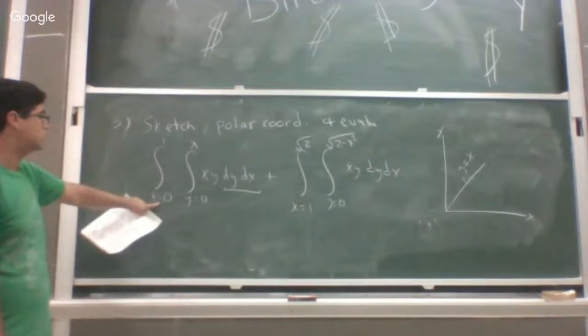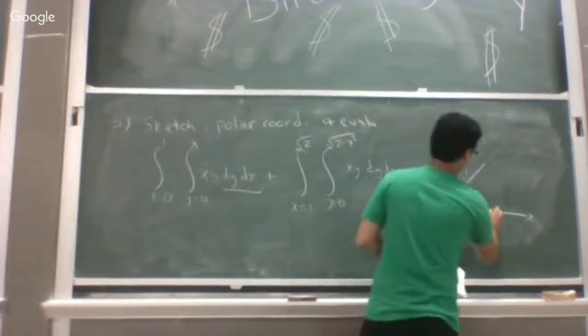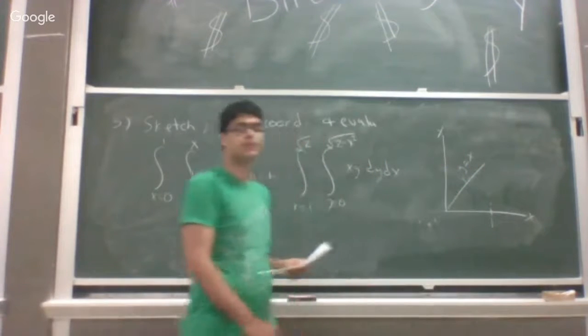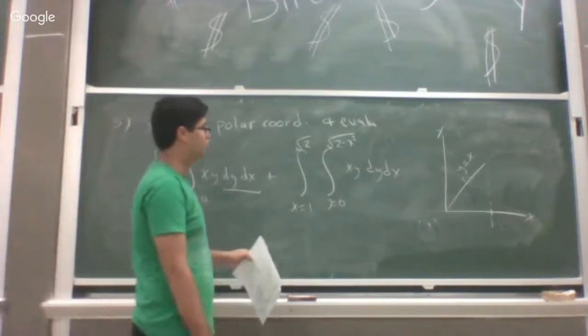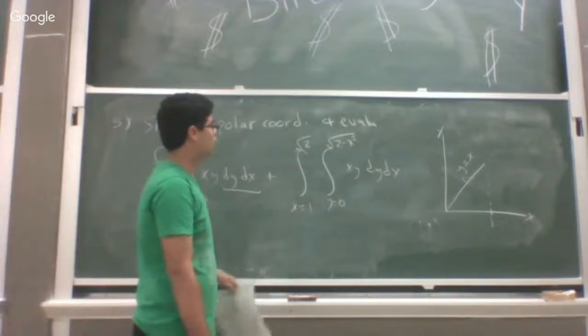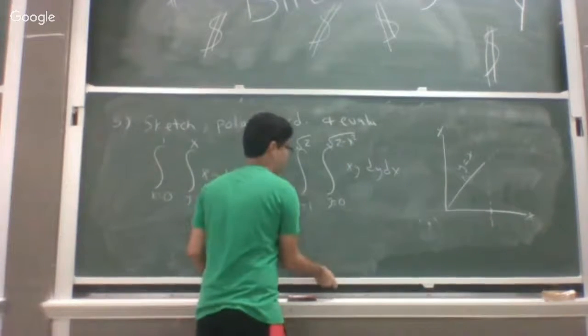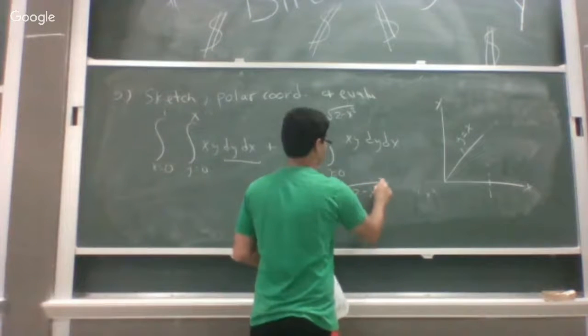From the dx position here, we know it goes from 0 to 1. So this spot right here is where x is equal to 1. Okay? That's region 1. And in the second region, we are going from 0 to y equal to the square root of 2 minus x squared.